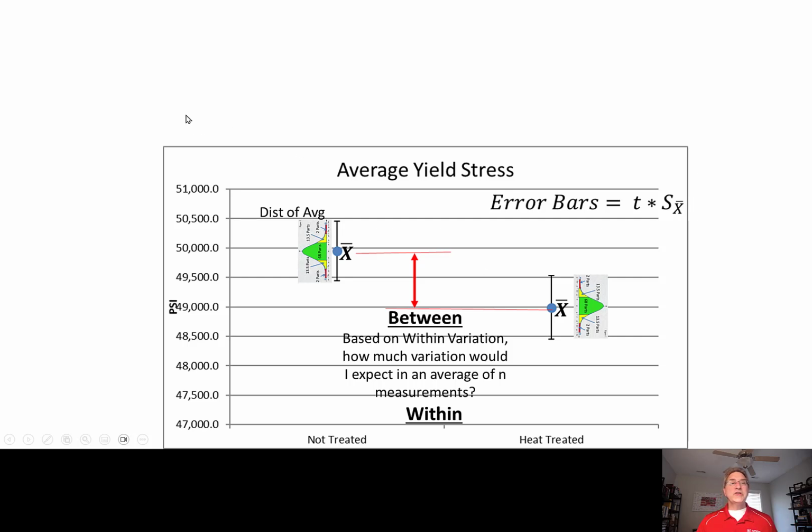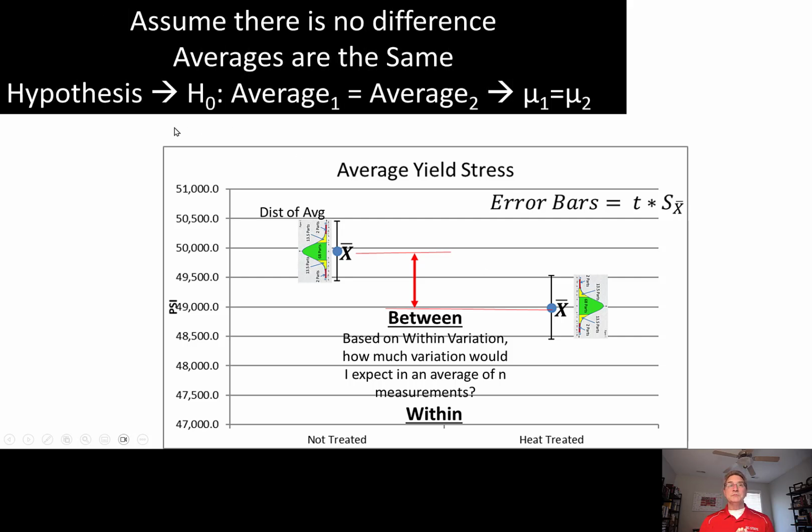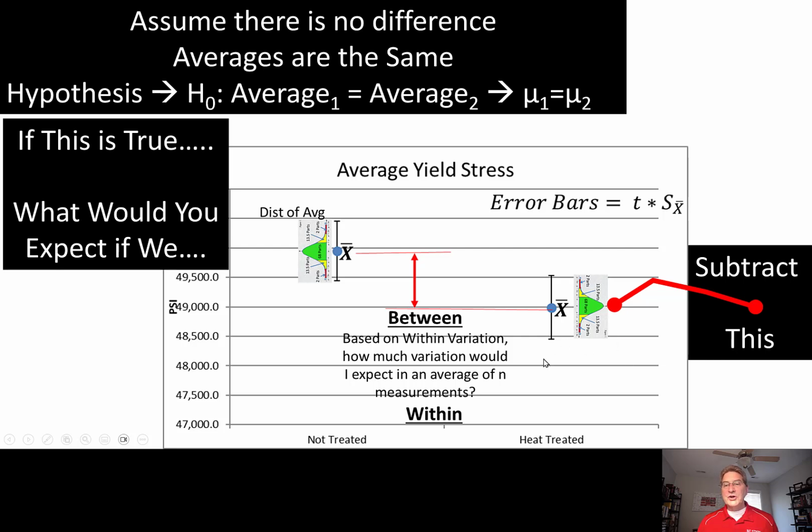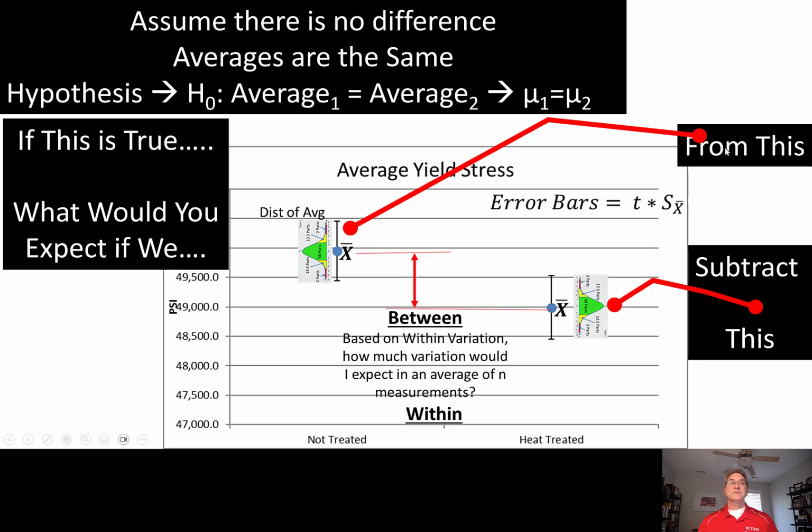So here's what we're going to do. Let's assume there's no difference. Heat treating and not heat treating, they're the same. Heat treating did not matter. So I have a hypothesis. It's going to be called the null hypothesis. Average 1 equals average 2. If we're talking population, mu1 equals mu2, okay? They're exactly the same. Now, assuming that's true, what would you expect if I took this average and subtracted it from this average?